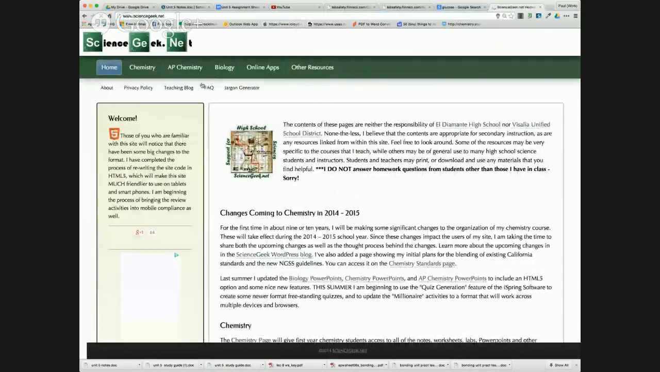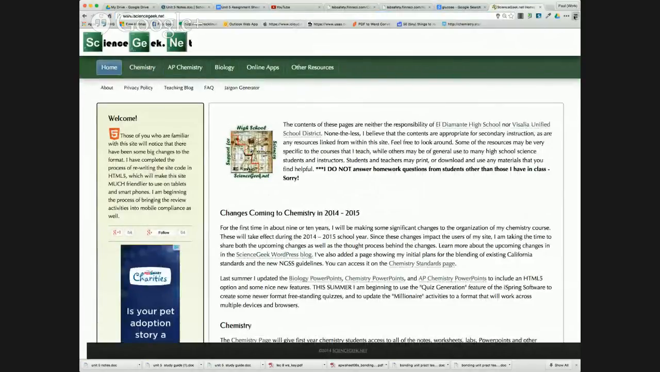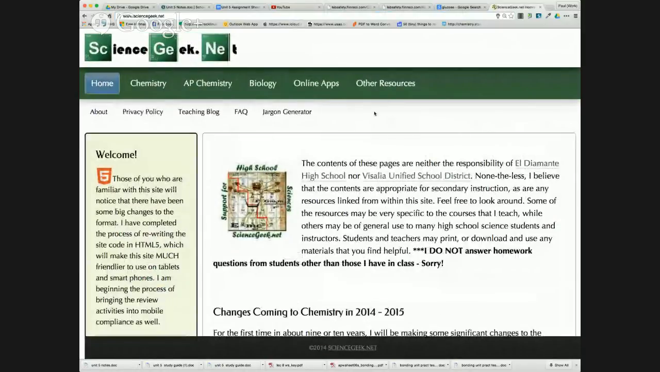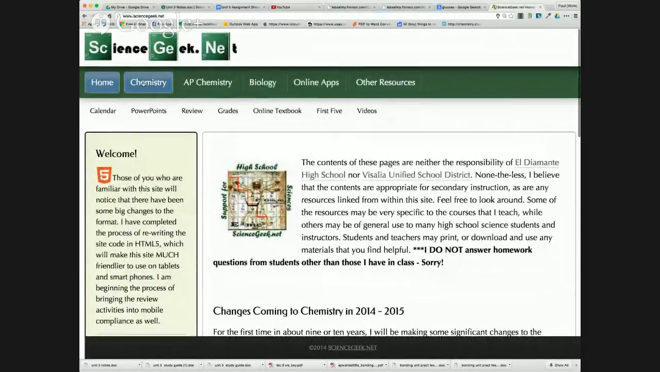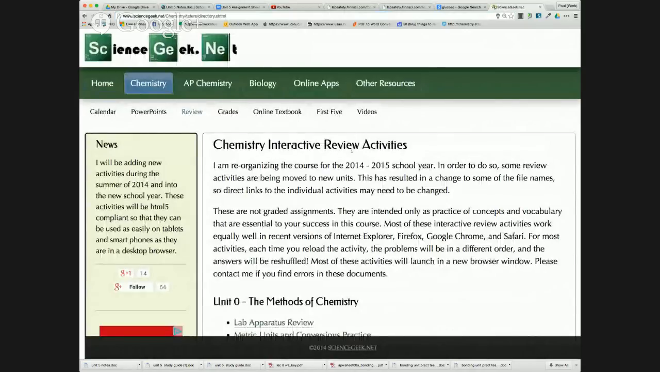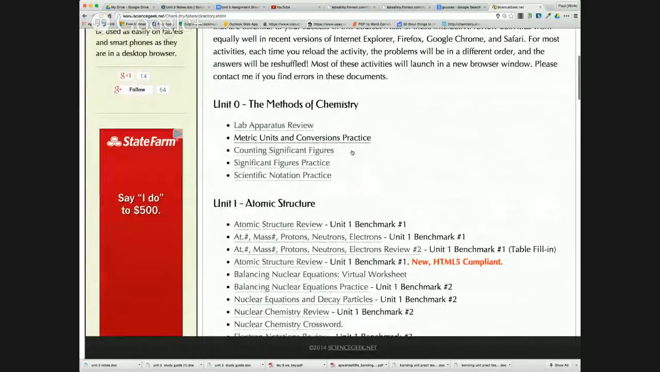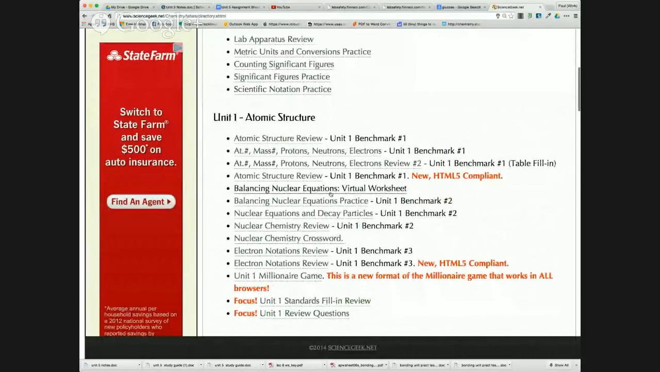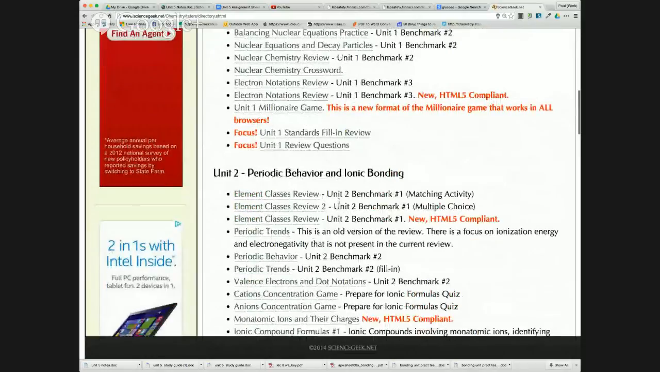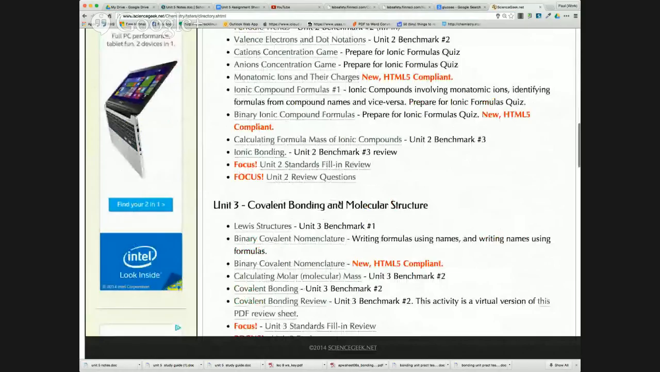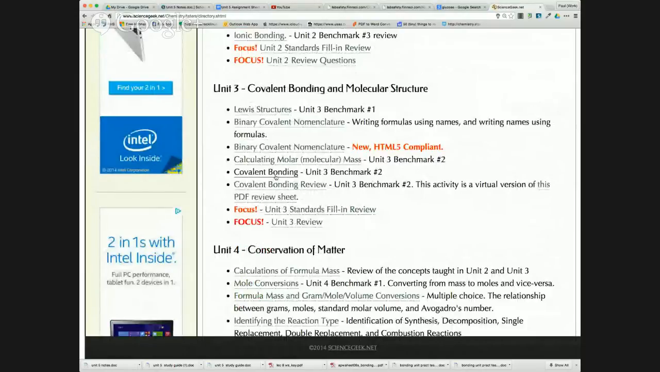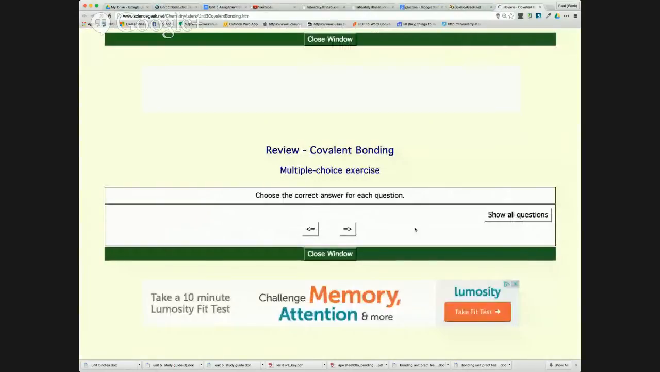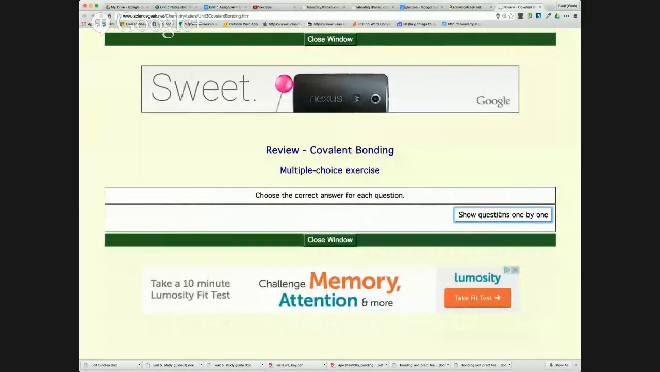Type that in. You go here. I'm going to make these pictures a little bit bigger. Might help. Okay, go to sciencegeek.net. Then up here on the top, it says chemistry. And under chemistry, it says review. Click on the review for chemistry. Chemistry interactive review activities. His questions are very similar to our questions, so you can go through these things. Now, let's say you want to work on this unit, like covalent bonding. You can do it for this unit. So if I look at covalent bonding, I like to show all the questions. Where are they? Choose the correct answer. Oh, here we go.